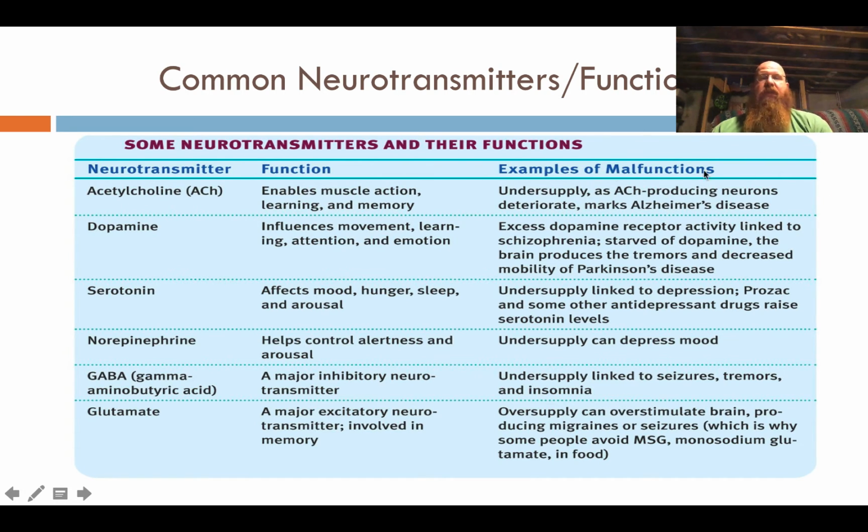And again, this is one of the marks of Alzheimer's disease. And it makes sense, especially if you know anybody with Alzheimer's, they have trouble with memory, learning becomes an issue. So, and again, when you have a low amount of this, this is a mark, so to speak, of Alzheimer's. This is one of the things that they test for.